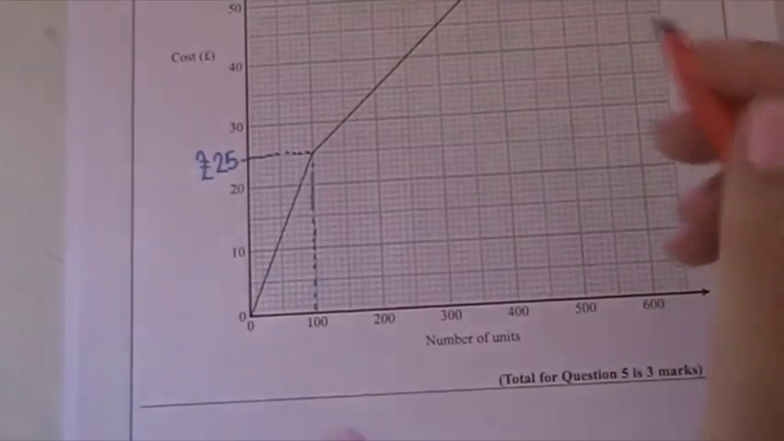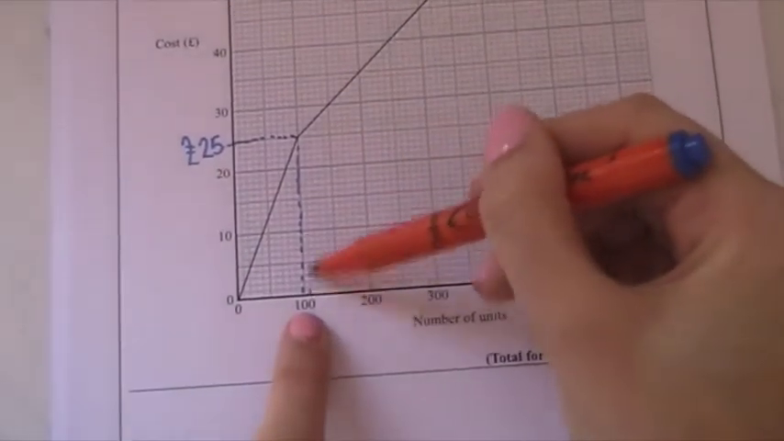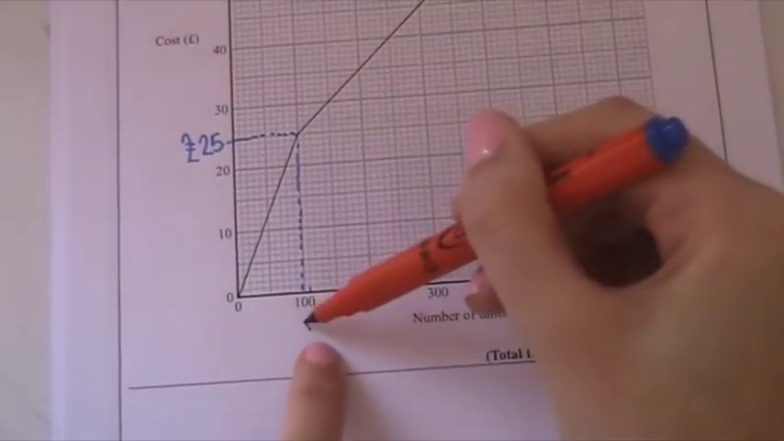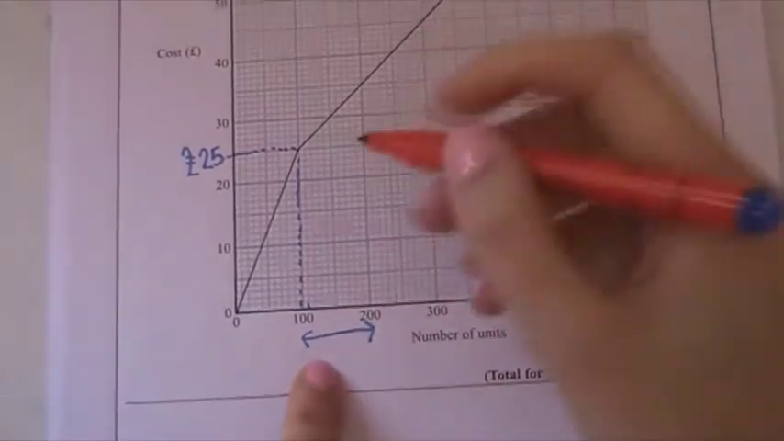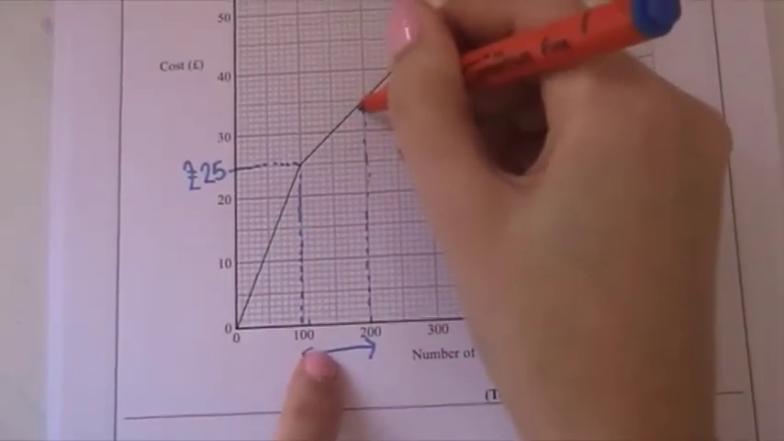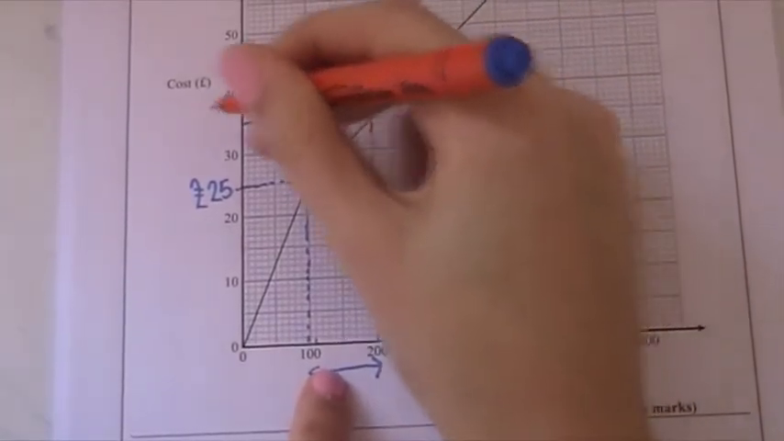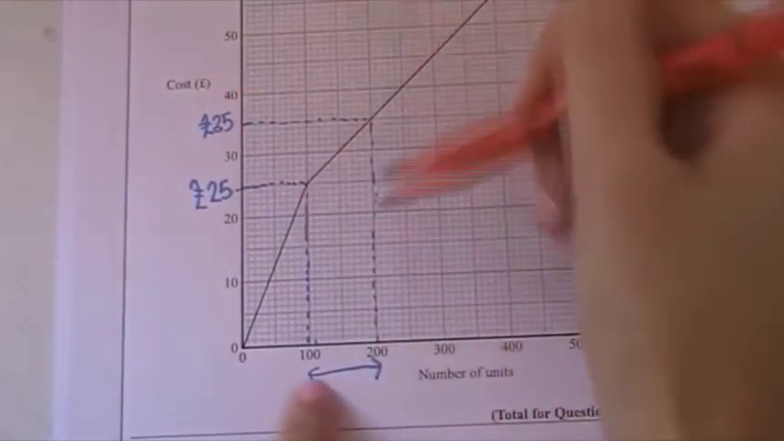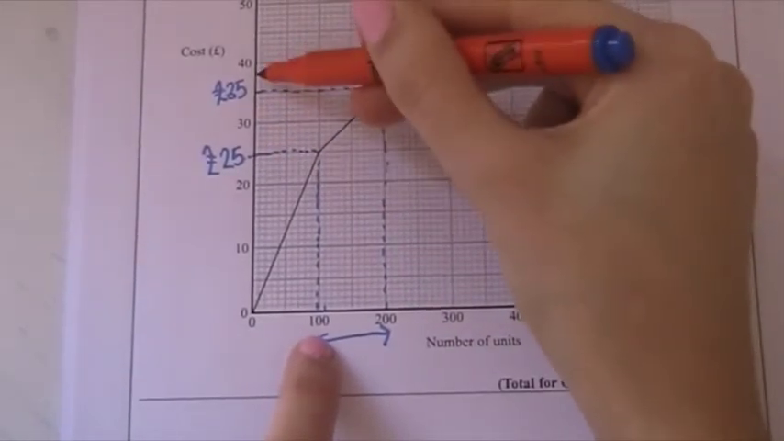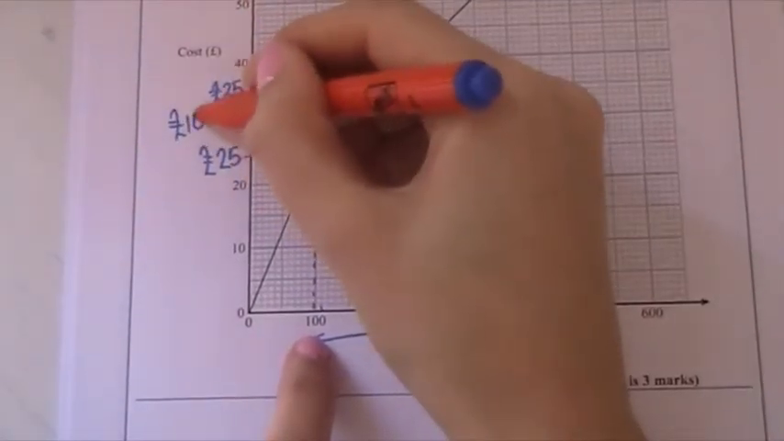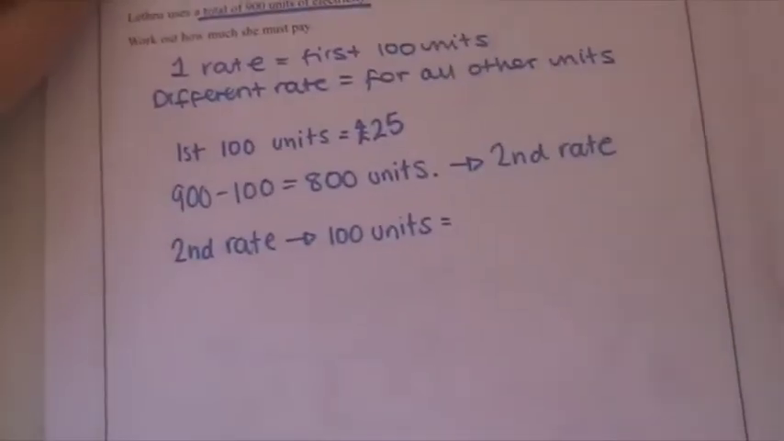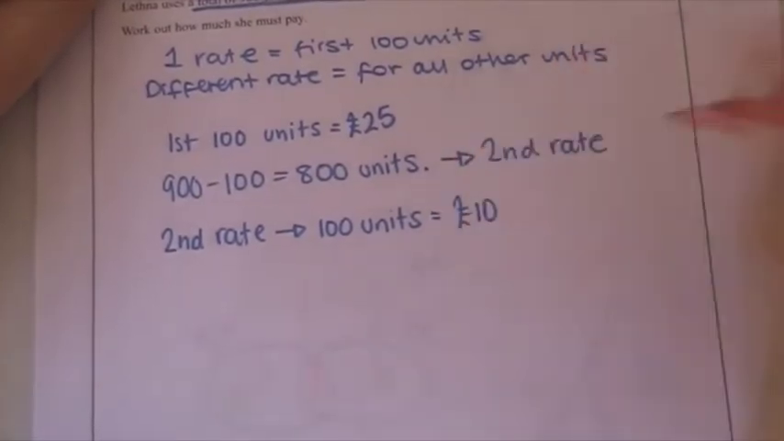So cost-wise, at her second rate, so we're going from after the first 100 units. So the cost for 100 units at that second rate, we go from 100 to 200 and read up. So we can see for 100 units at the second rate, it costs from £25 to £35, which means it must cost £10. So, second rate of 100 units is £10.